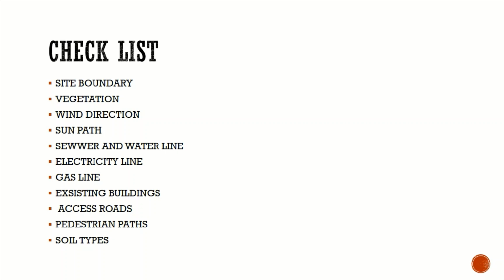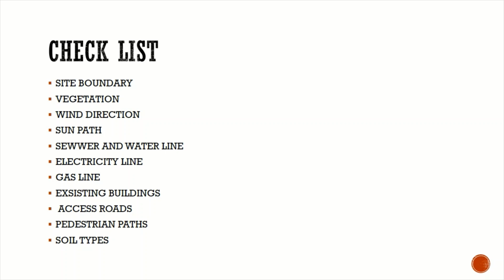You have your sewer line and your water line, how close are they to the building, how easy is it for you to connect to access them, as well as your electricity line. And looking at your electricity line, it's also important during your construction works, because there are certain tools that will need electricity, so you really have to also consider that. You also have your gas line. Then you have existing buildings.